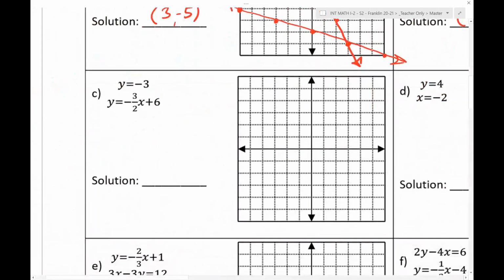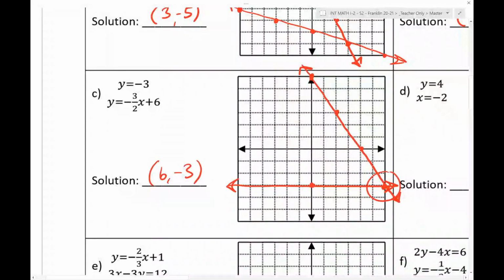All right, y equals negative 3 for part C, and y equals negative 3 over 2x plus 6. Remember, y equals negative 3 has a slope of 0. So we go to negative 3 here, and then the line is just horizontal. And then y equals negative 3 over 2x plus 6. We start at 6. We're going to go down 3 over 2 to right there. Right on the edge, which is the point 6, negative 3.